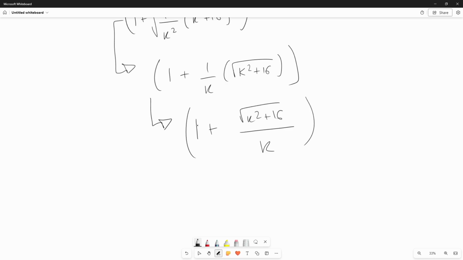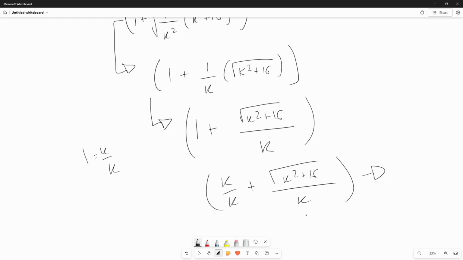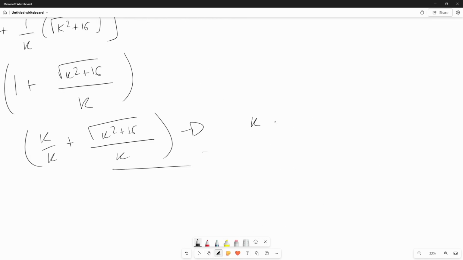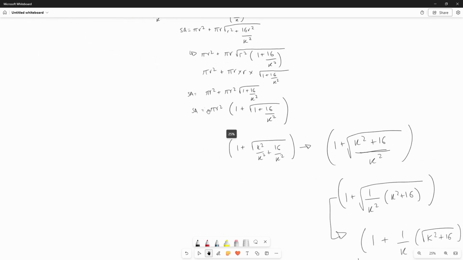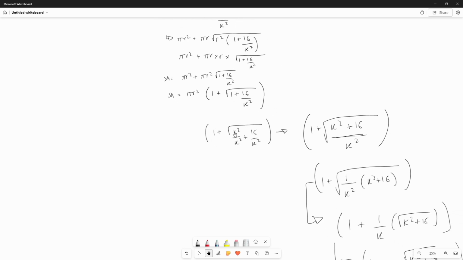And we can get rid of this 1 plus it because we know that the 1 is equal to k over k, so you can do k over k plus root k squared plus 16 over k, which will give us k plus root k squared plus 16 over k altogether within the brackets. So remember that this bracket is still being multiplied by the pi r squared here. I just focused on developing and simplifying the bracket.